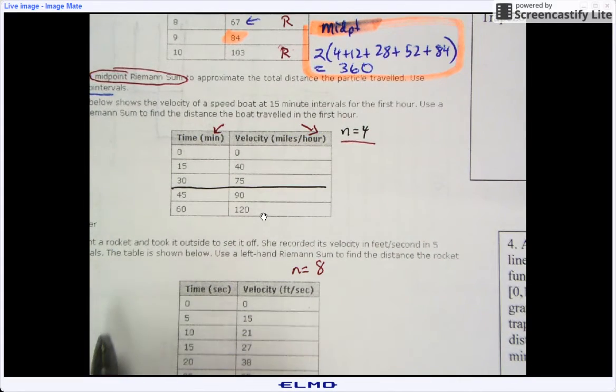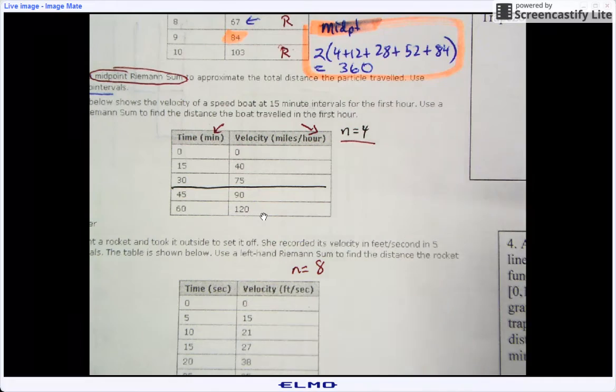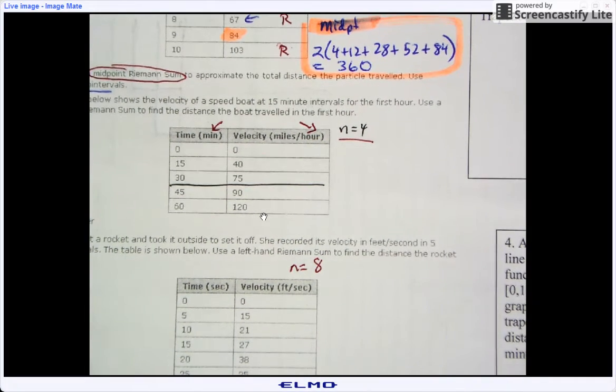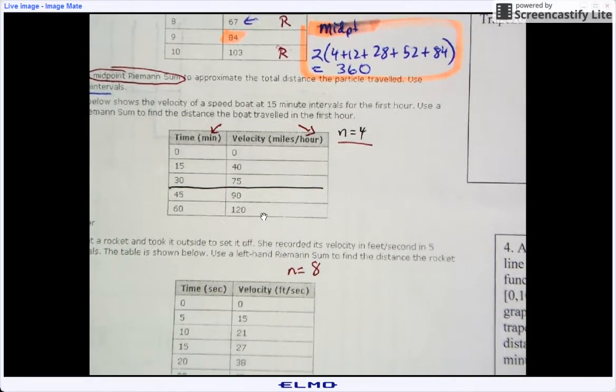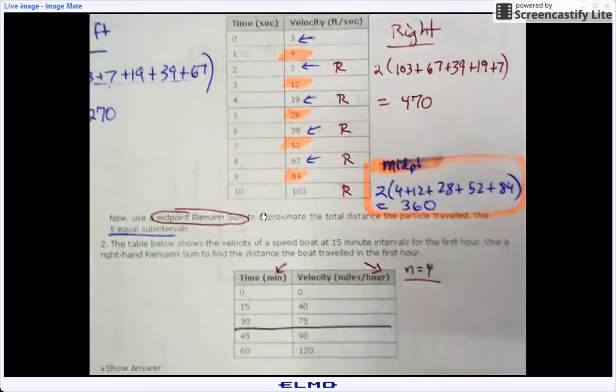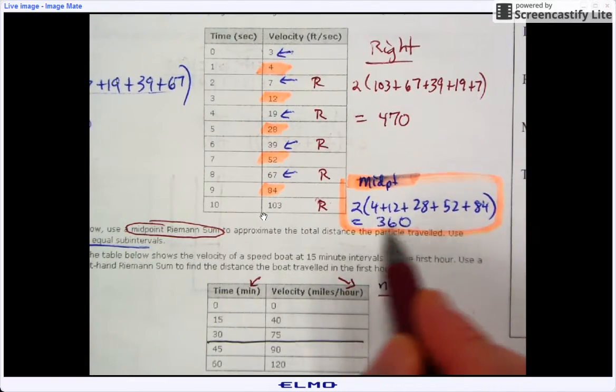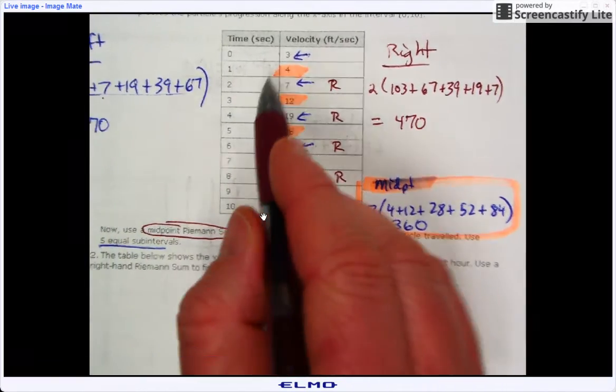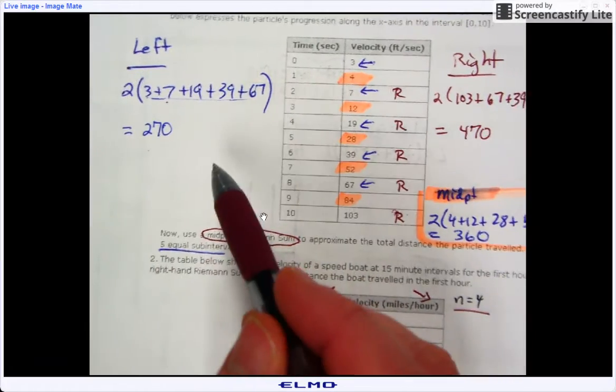So we got through the first problem in class together. Depending on which class you were in, we went through it. The answer was in the midpoint. It was 360, and so we used all the midpoints. But you can do the left and the right as well.